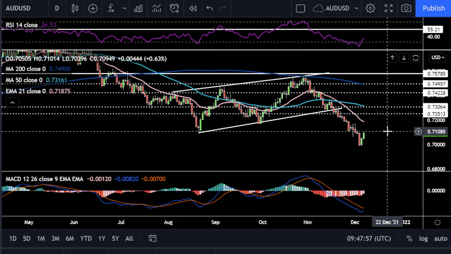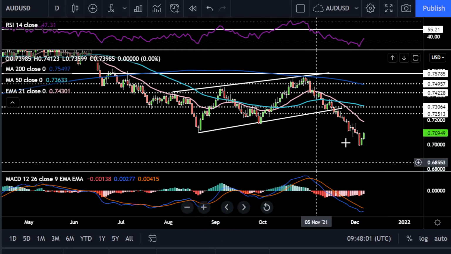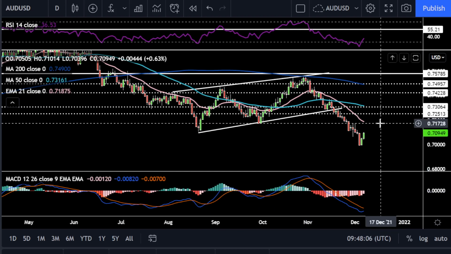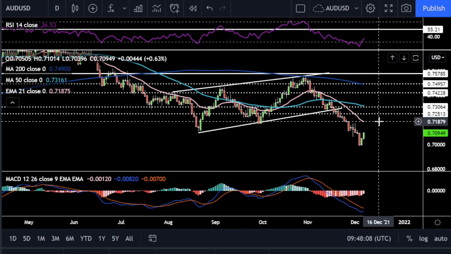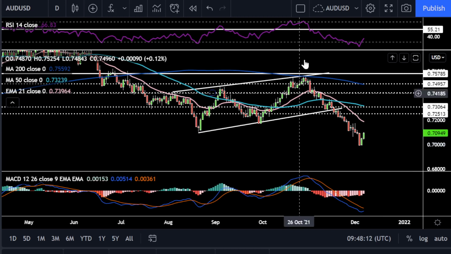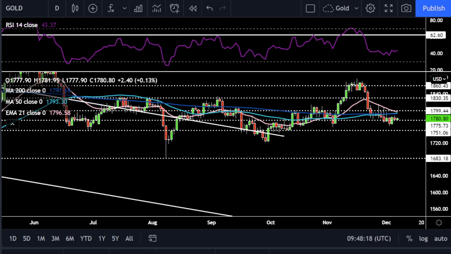Targets wise, I'd be looking towards 0.71 where it is roughly now. And further than that, I'd be looking towards the 21-day exponential moving average around 0.718. On the downside, again, that 0.7 level is key. So we'll be monitoring that. I think risk sentiment is going to be a big driver of the Aussie for now.